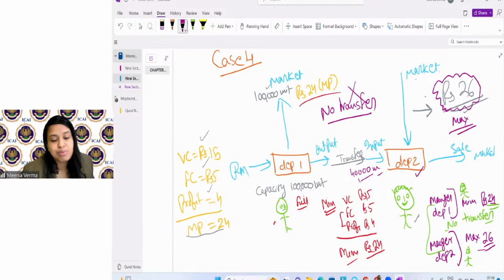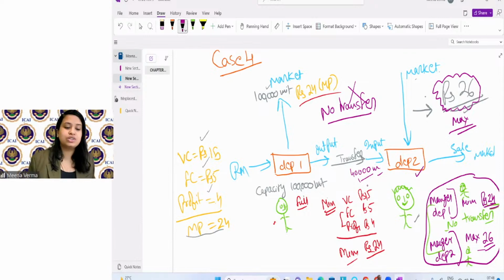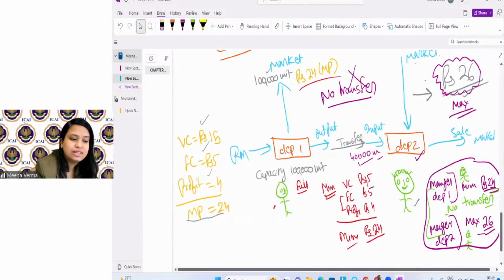The manager of department 1 will expect a minimum of 24 rupees. So what will happen now? These managers will sit together, talk to each other, and negotiate. The transfer price will be between 24 and 26. Right? So you can see in this way we can decide the transfer price.